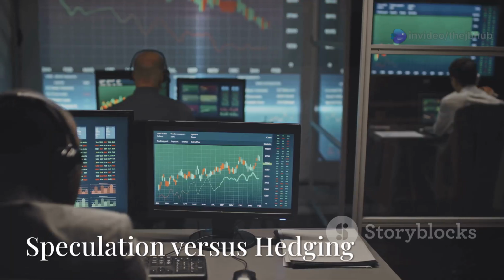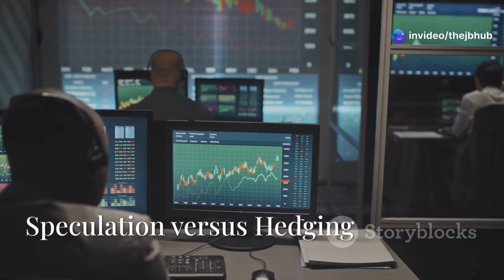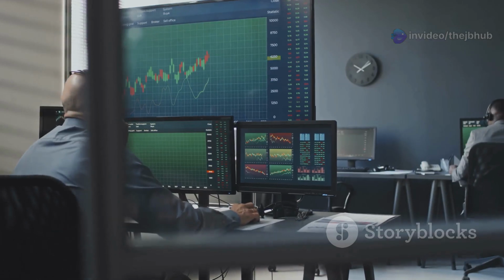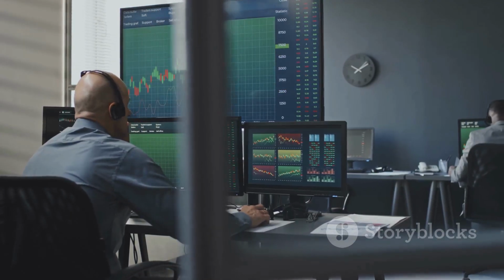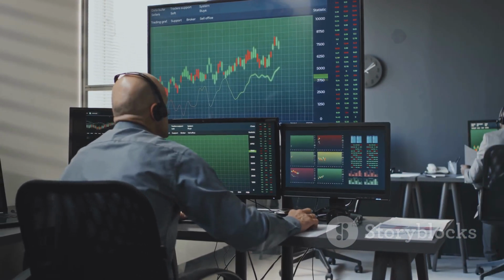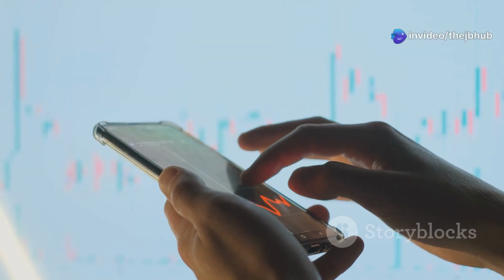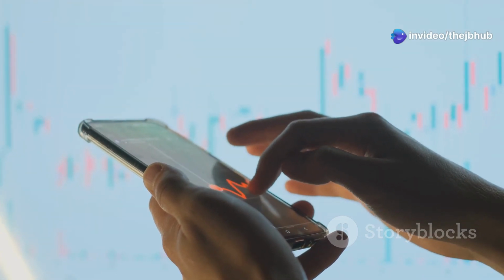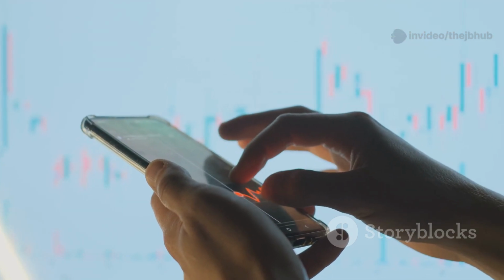Speculation versus hedging. Investors purchase and sell options to either speculate on the potential movement of an underlying instrument or hedge an existing position. Speculation refers to generating a profit based on an anticipated price change in the value of a security on which the investor has no existing position.